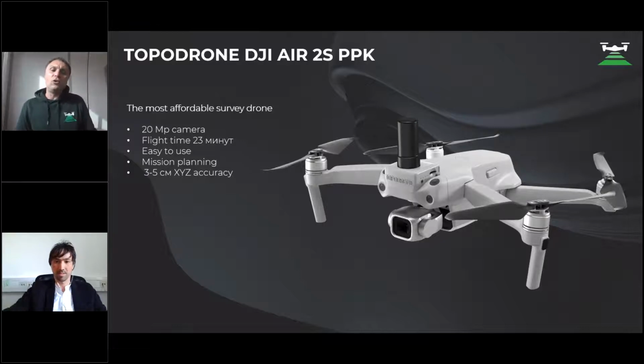And I think right now it is the most affordable survey drone on the market. It has a very good 20 megapixel camera. It has mission planning software, so you can use it easily for small areas, like you can cover up to 40 hectares per flight, and you will get very accurate results. And of course, it is very easy to use, and you don't need to spend a lot of money on expensive survey equipment.